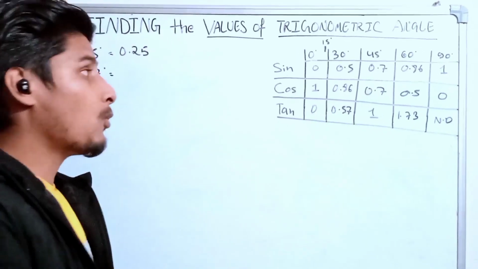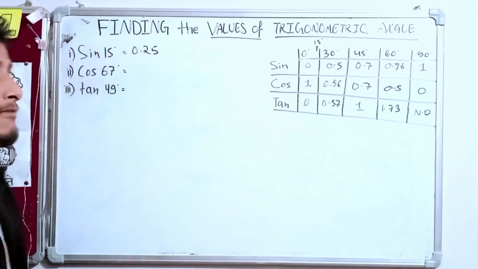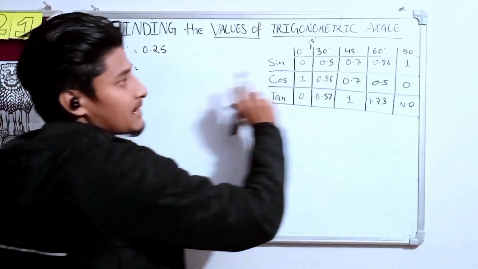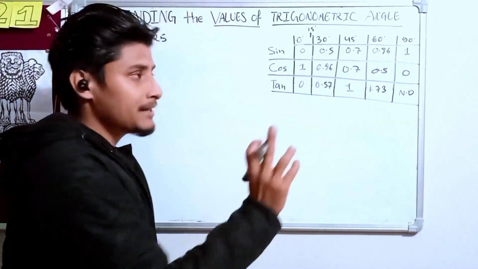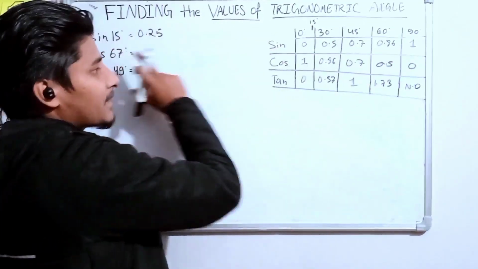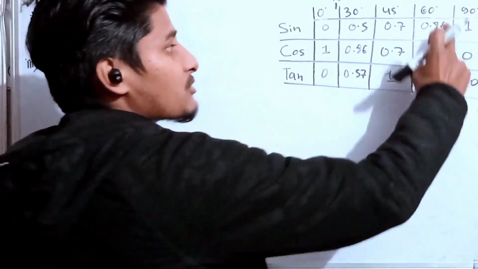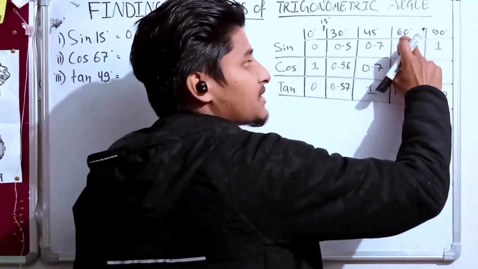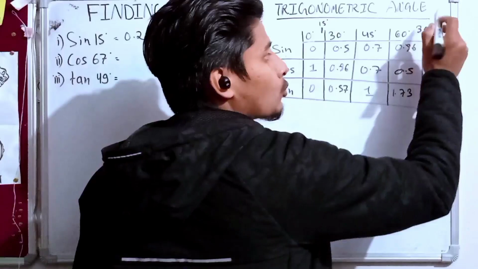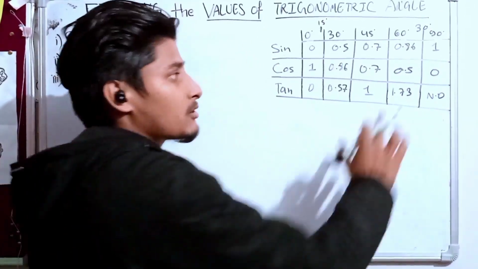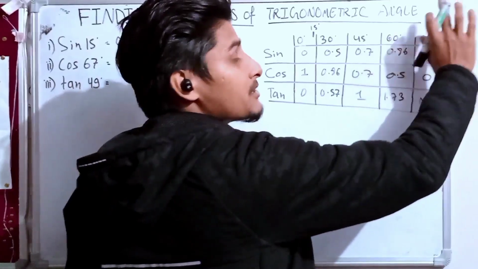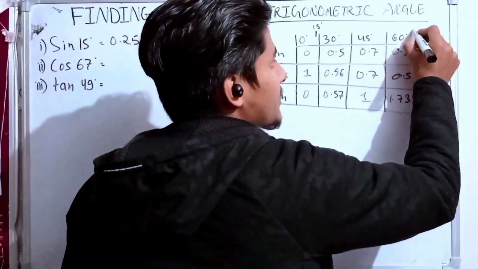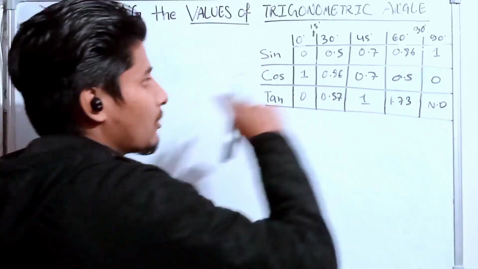Now let's find the value for cos 67, right? So 67 lies between 60 and 90, right? My value for cos 67 degree lies between 60 and 90. Let's see the difference between the angles. The difference between 60 degrees and 90 degrees is 30 degrees. So there are 30 units of angle. What I mean to say is, 90 minus 60 is 30, so between these there are 30 units of angle, right?